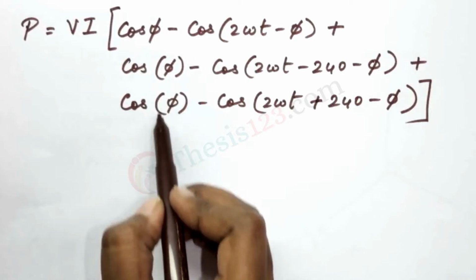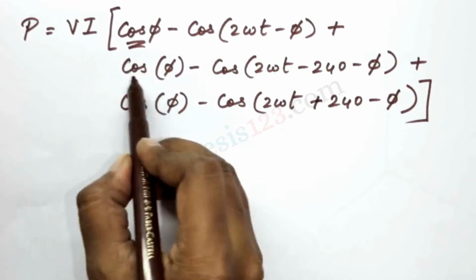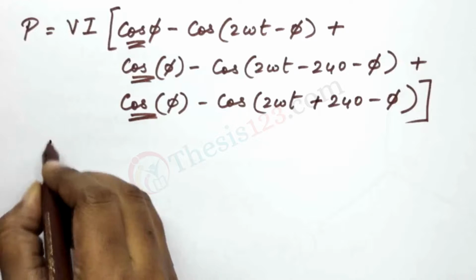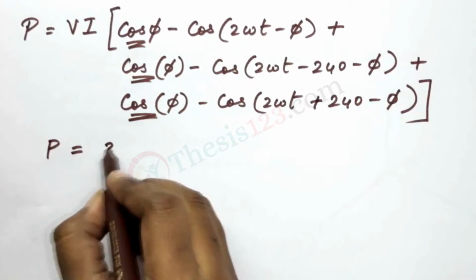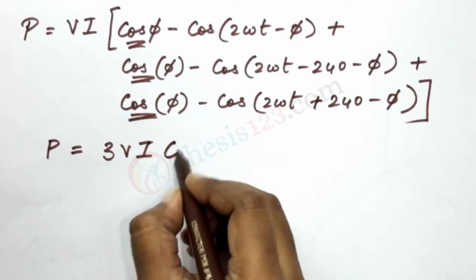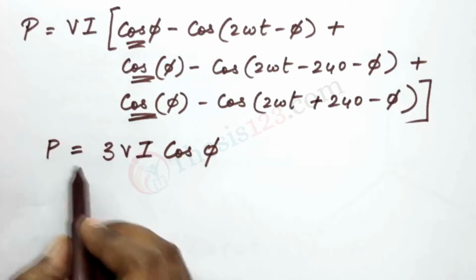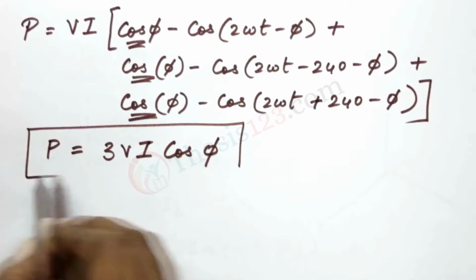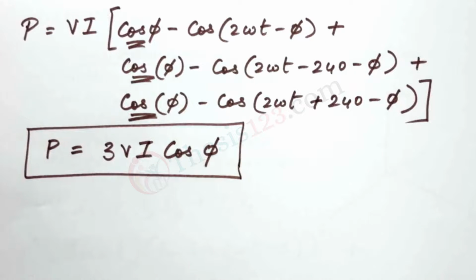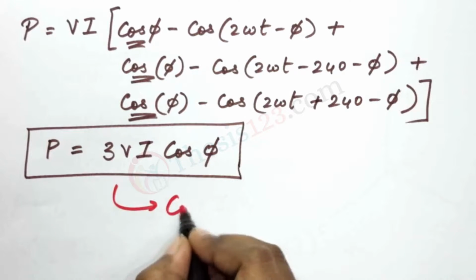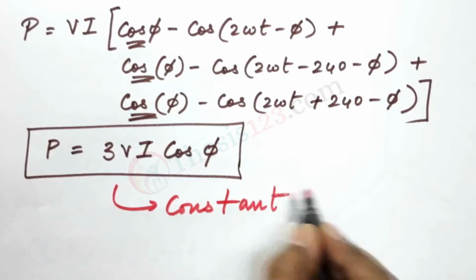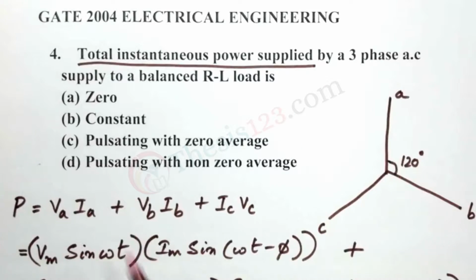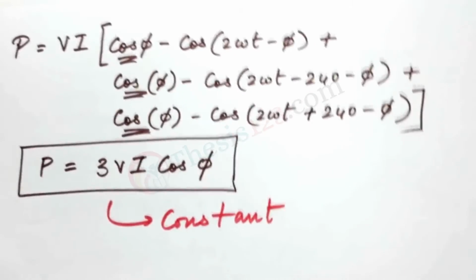Now here, if you see closer, cos phi is what is most important. So the power can be reduced to 3 Vi cos phi. Now 3 Vi cos phi indicates that the total instantaneous power is constant. It is not zero and it doesn't pulsate as well. So the final option over here is B. The total instantaneous power supplied by a three-phase AC supply to a balanced RL load would be constant.